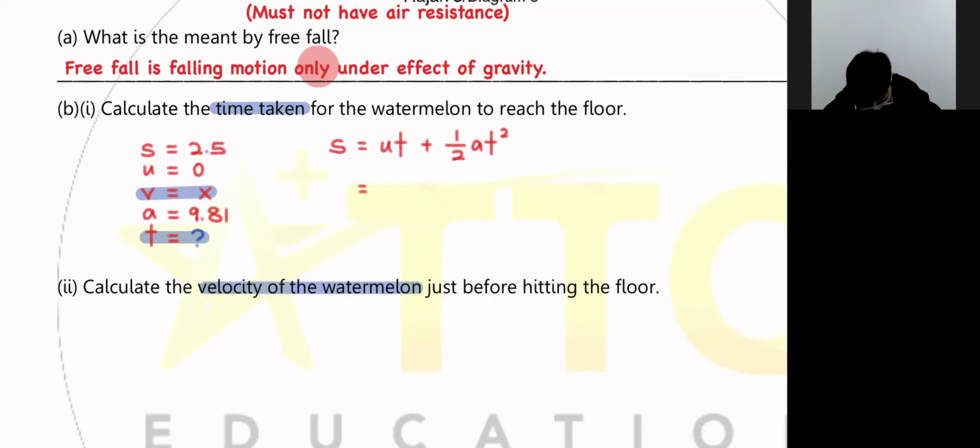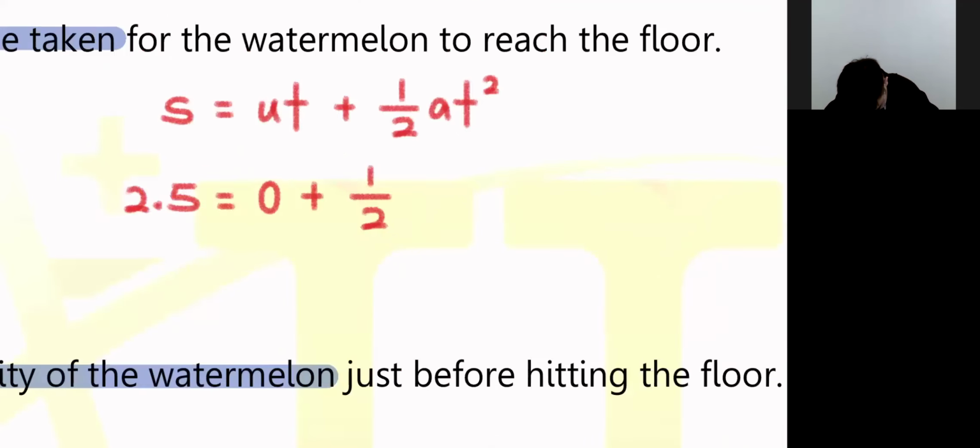The S is the displacement of the watermelon falling to the ground, so the displacement is 2.5. Then the initial velocity of the watermelon is 0, plus 1 over 2 times acceleration times t squared. The 1 over 2 is just a factor in the formula, so just multiply by the 1 over 2. So 1 over 2 multiplied by the acceleration, which is 9.81.